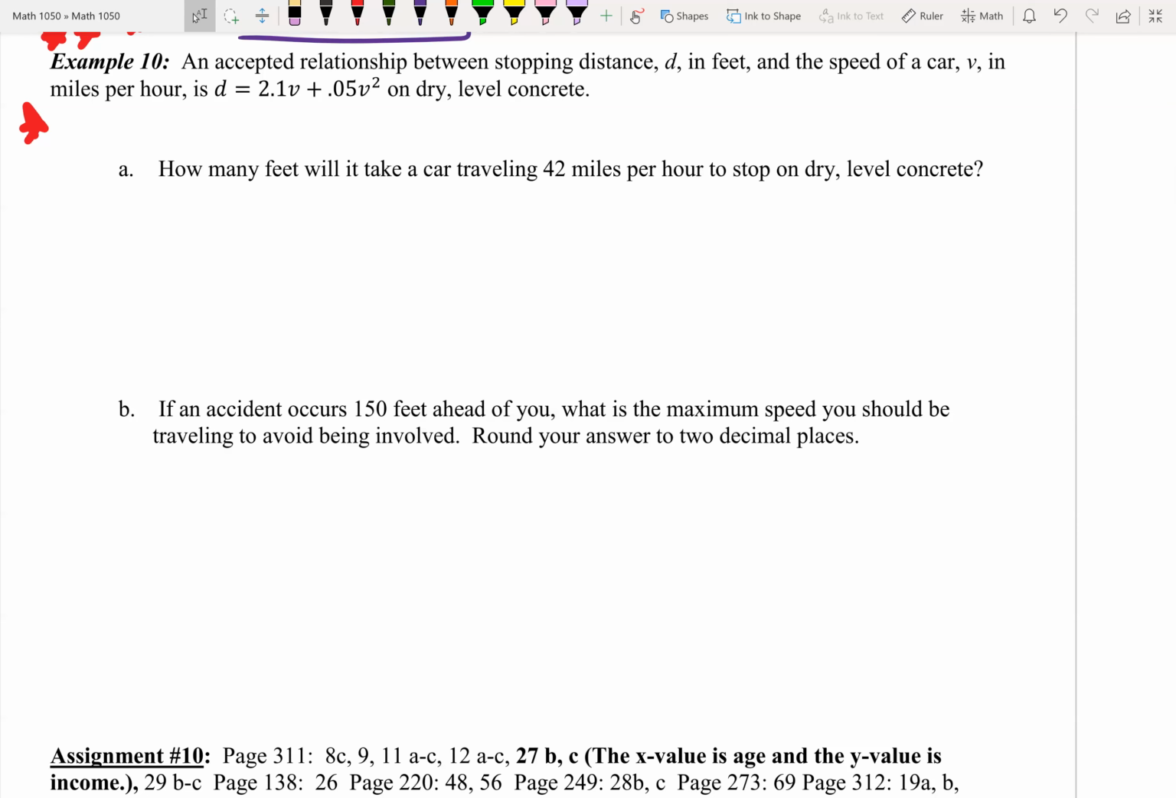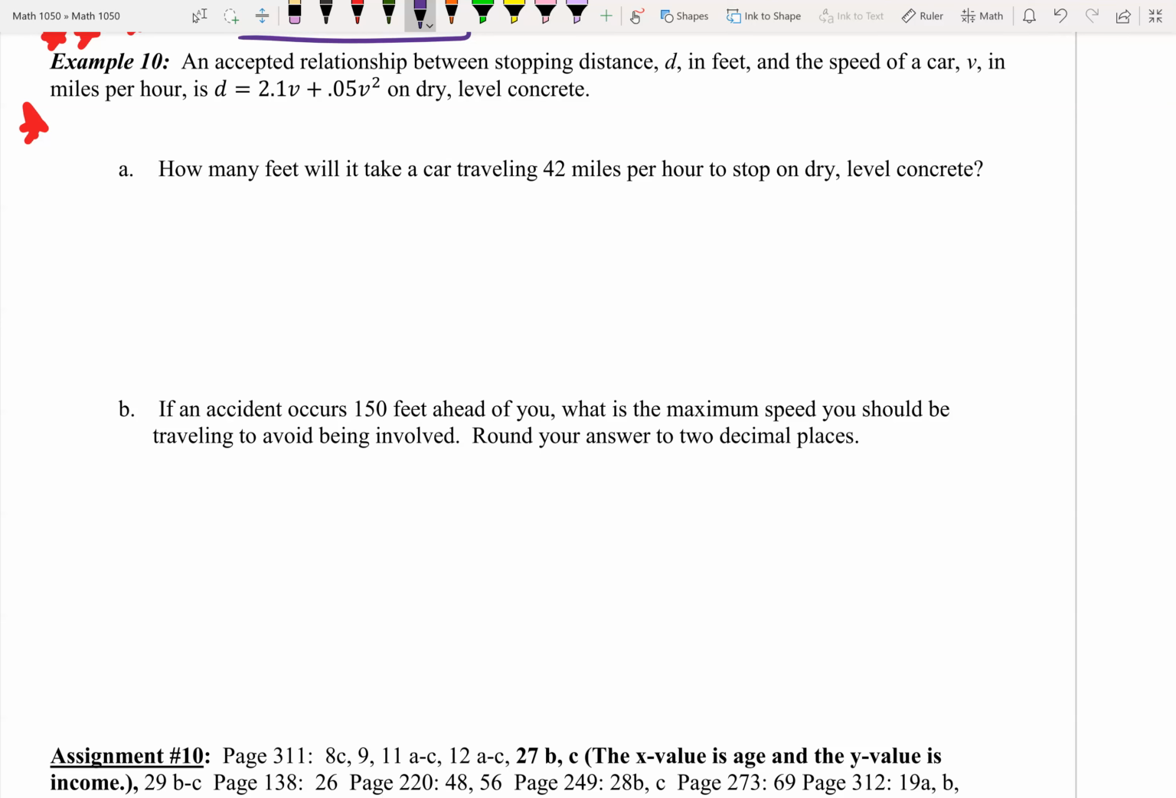Okay, here we go. An accepted relationship between stopping distance d in feet and the speed of the car v in miles per hour is given by this equation on dry concrete. Listen to the question. It's so tough. How many feet will it take a car traveling 42 miles per hour to stop on dry level concrete?